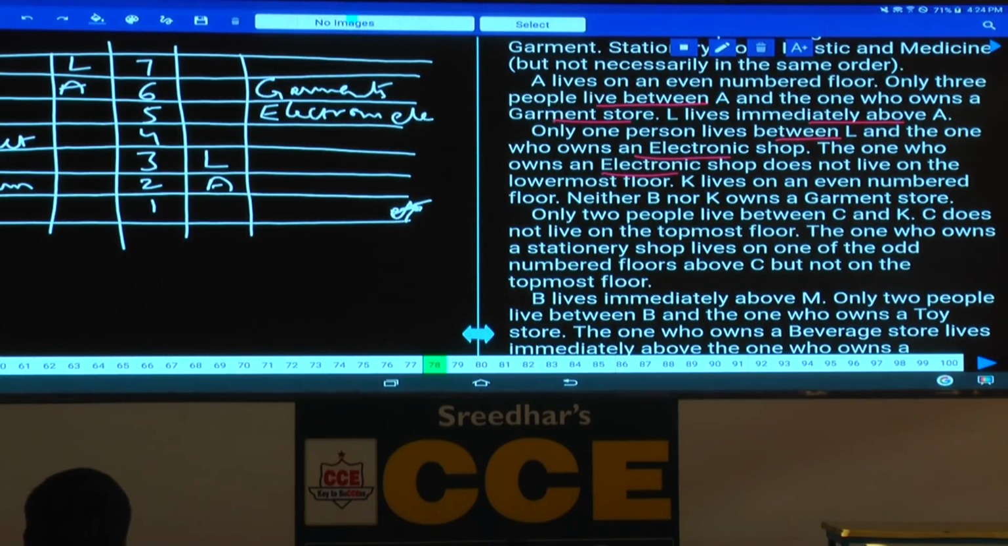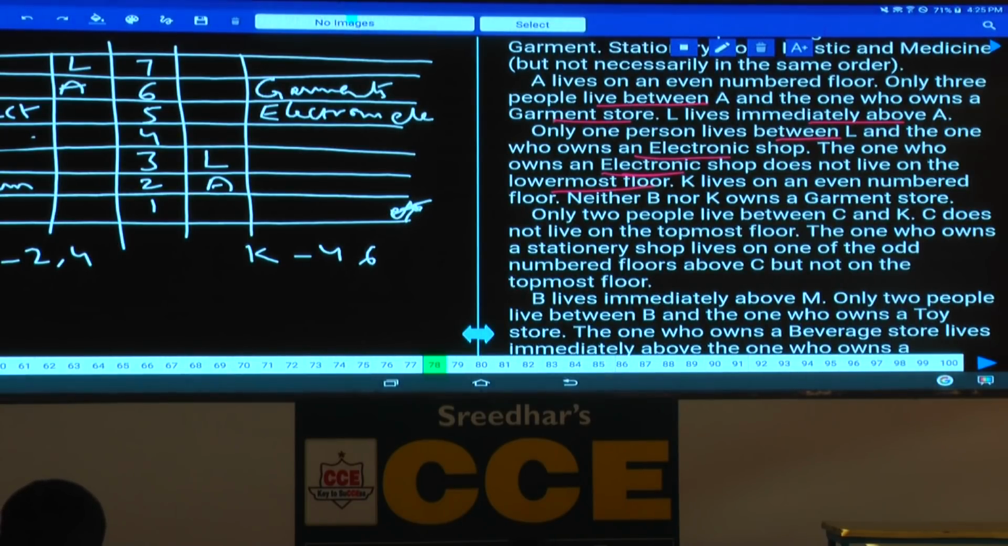Clear now? L lives immediately above A. Only one person lives between L and the one who owns electronic. And this electronic must be where? Electronic must be on the 5th floor only in both the cases, isn't it? Then, the one who owns electronic shop does not live on the lowermost floor. K lives on an even number floor. Here in this case, K can be either 4 or 6. Now in this case, K is either 2 or 4, isn't it?